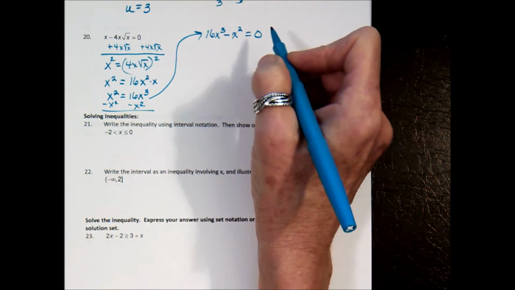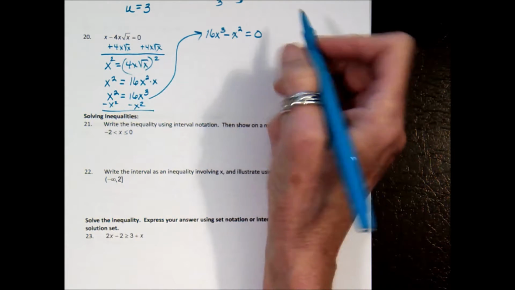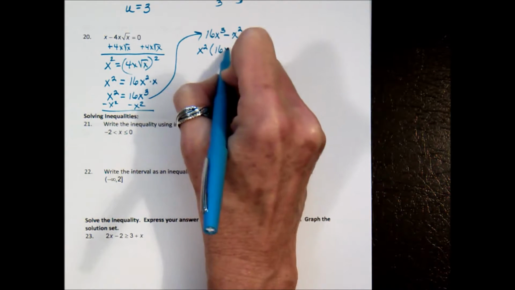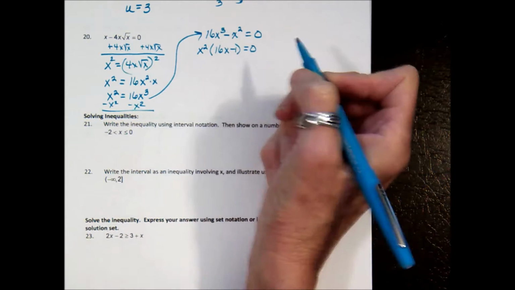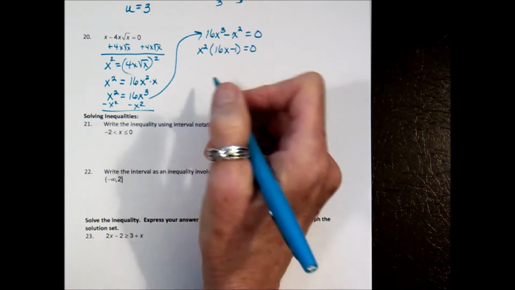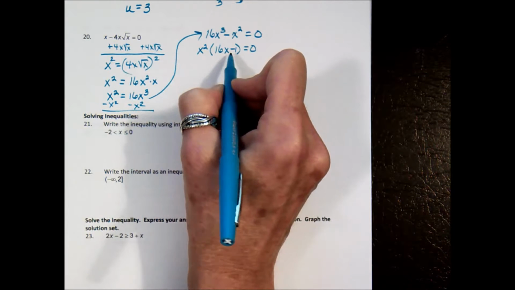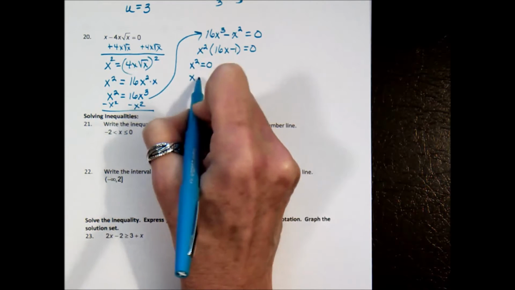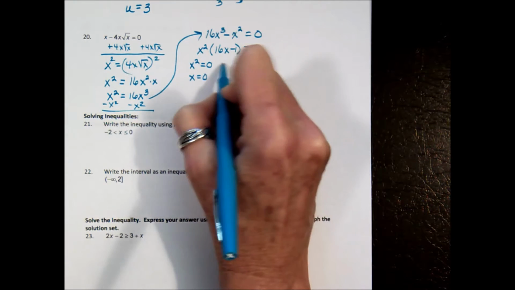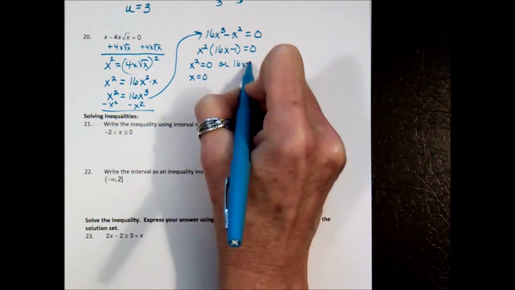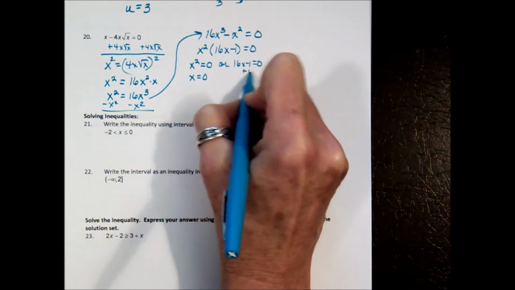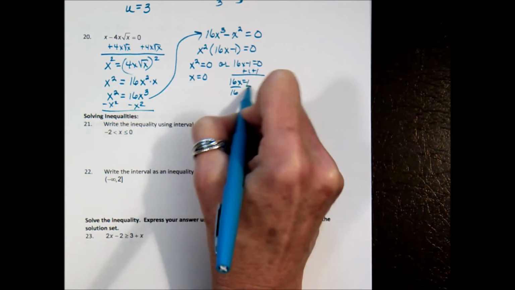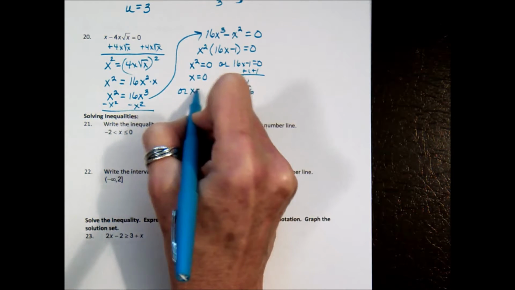And we learned on this one to factor out what you can. So I'm going to factor out the x squared. I'm left with 16x minus 1 equals 0. And so what I have is a zero factor property situation. Either x squared equals 0, in which case the square root of both sides would be x equals 0, or 16x minus 1 equals 0. And we solve that by dividing by 16, and I get x equals 1/16.